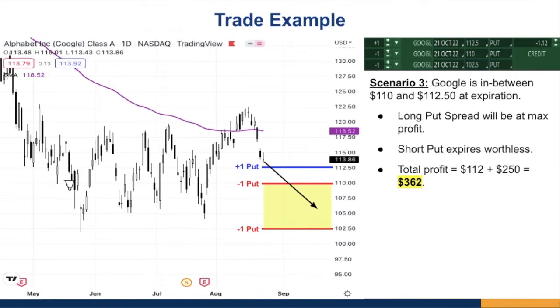Now what about scenario 3? What if Google is in between $110 and $102.50 at expiration? That means it's well past your long put spread, but it's above your short put option. So in this case, your long put spread will be at max profit. You can close it out for max profit, or you can just leave it to expire worthless, because your broker will net match these two options off, so that you won't be assigned or exercised on this, because they will just cancel each other out and you're just going to get the profit from it. And then your short put is going to expire worthless, and you're going to receive a total of 112 plus $250, which is $362. All right, so that is for scenario number 3.